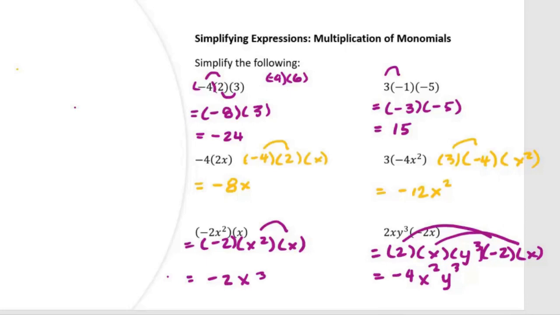Now, you don't need to write these intermediate steps. I'm just showing you these so that you understand what I'm thinking when I'm coming up with this final solution. That's the multiplication of monomials.